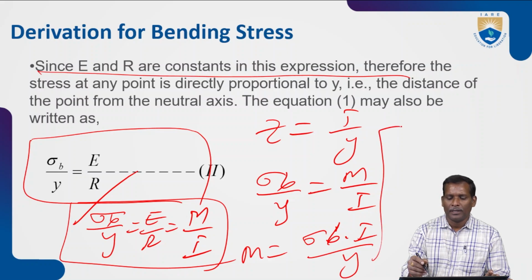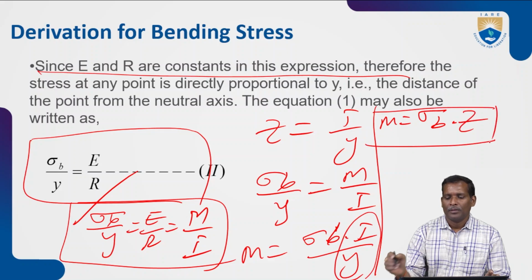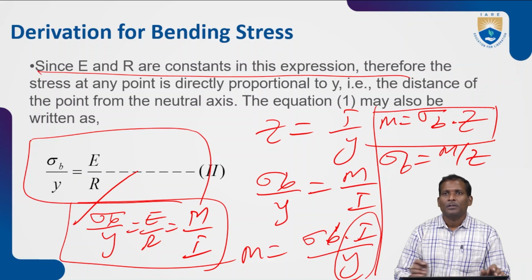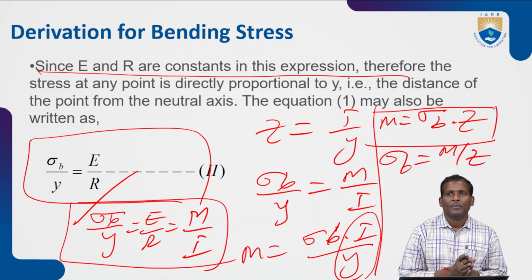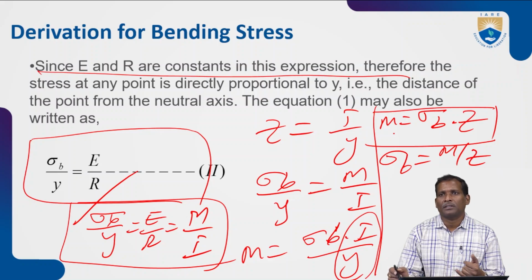So again, M is equal to sigma b into I by y, and in place of I by y, you can write the section modulus. So the bending stress is M by Z, that is, the bending stress is equal to bending moment upon section modulus. So sigma b is equal to M by Z, or M is equal to sigma b into Z. If you know the bending stress and section modulus, you can calculate the bending moment. Clear?